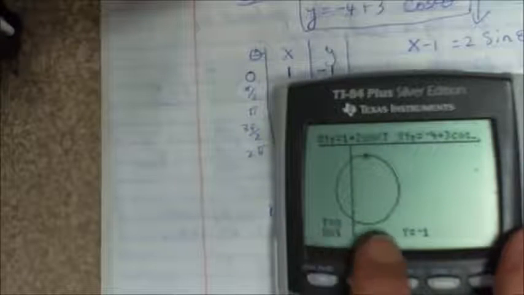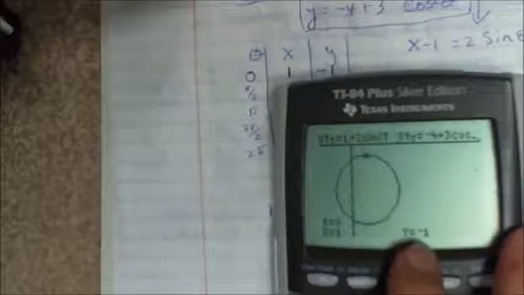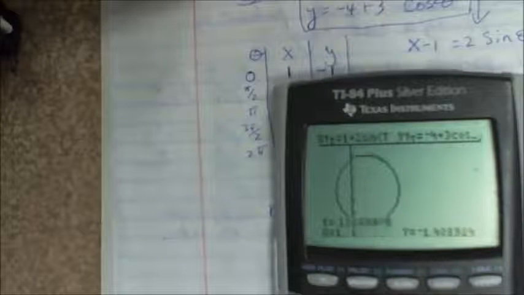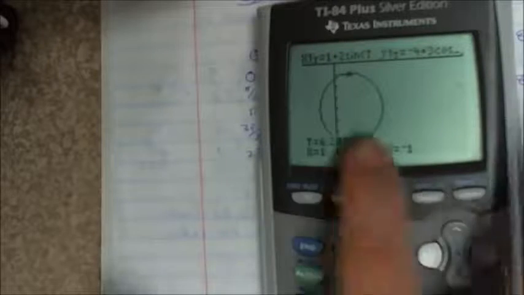And if you traced around this, t equals 0, that's our theta value. Our theta value started at 1, -1. And if you traced with your right-hand arrow button, you can see that it's moving in a clockwise direction. And then it should stop right there. You can't go any further than what you've set your Tmax at.